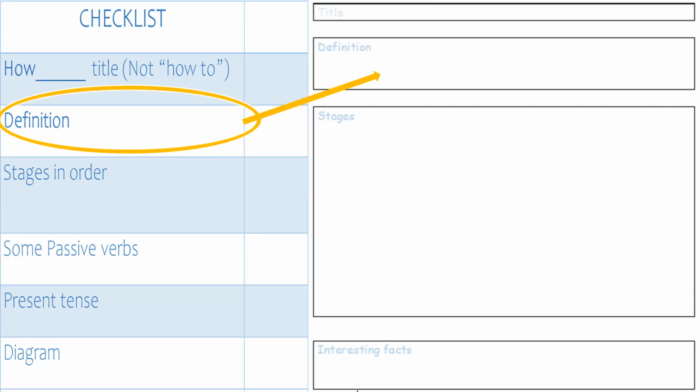The first paragraph is the definition. Write briefly exactly what the topic is. 1 or 2 sentences is plenty because the detail comes later.